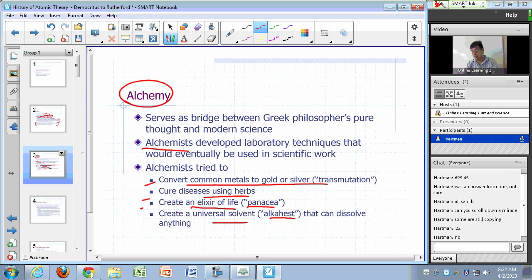sort of, for lack of a better word, somewhat stupid, because if you have a solvent that can dissolve anything, how can you contain it? It will also dissolve whatever container you put it in. But anyway, alchemists tried to do these things, and in the process of trying to accomplish these goals, they were able to develop a lot of nice laboratory techniques that were eventually used by chemists.